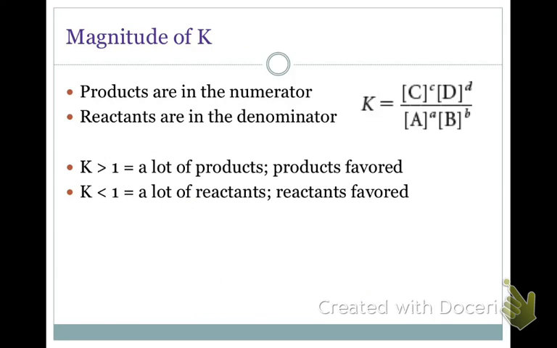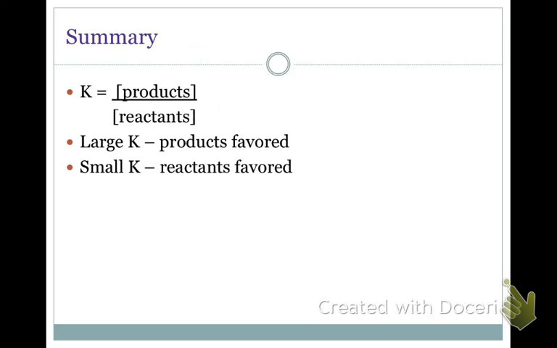Alright, so the magnitude of K, pretty much meaning where it is in relation to 1. The products are in the numerator, the reactants are in the denominator. So if K is greater than 1, that means you have a lot of products, the products are favored. If K is less than 1, then you have a lot of reactants, and the reactants are favored. These are just key ideas to have, especially when you're answering multiple choice. But you can play around with the numbers just to see what ends up happening.